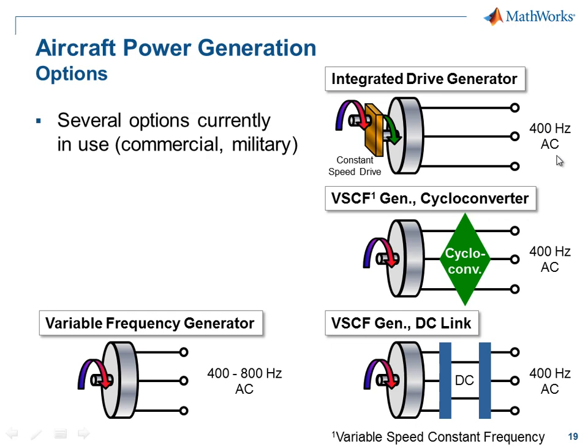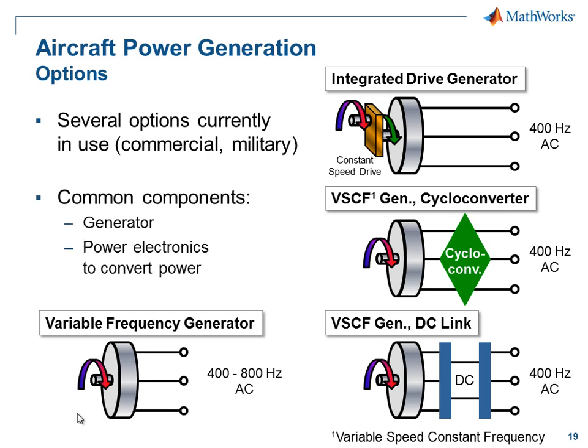If the AC network is to be held at a fixed frequency, then a conversion from that variable speed shaft on the turbine to the constant frequency in the network either has to be done by an integrated drive generator before the actual electrical generator, or by using power electronics to convert the variable frequency AC to a fixed frequency AC. There are also wild frequency systems where the frequency on the AC network is allowed to vary, and the power conversion is done at the loads on the network. Each of these options require a generator and power electronics to convert that power.